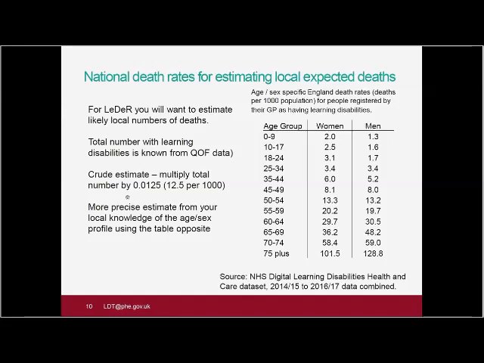Ideally, for local planning, you'd want to have a better idea of your local population with learning disabilities, and you might want to know their age and sex breakdown as well as their disability characteristics in a local learning disabilities register. If you at least have their age and sex breakdown, then the age and sex specific rates I've shown in the table will let you work out a more precise estimate.